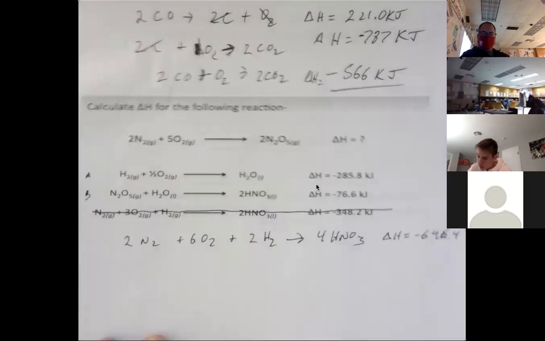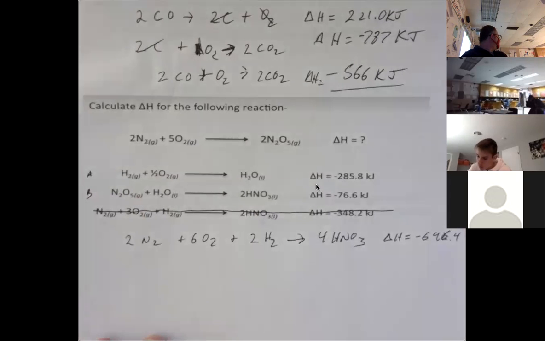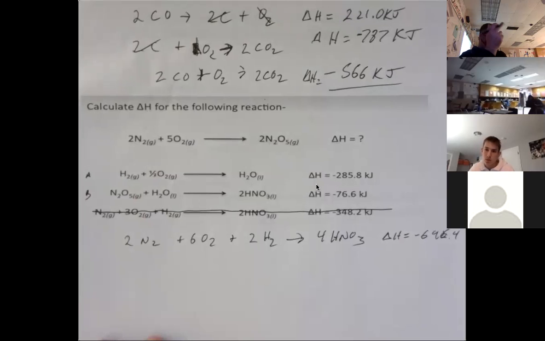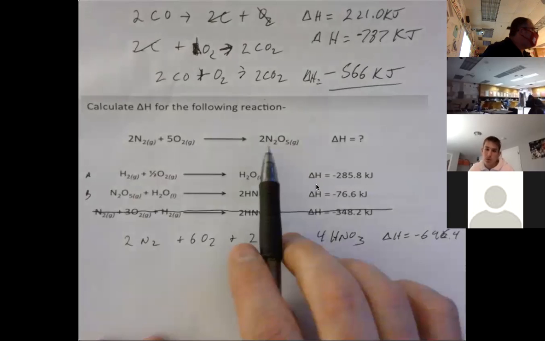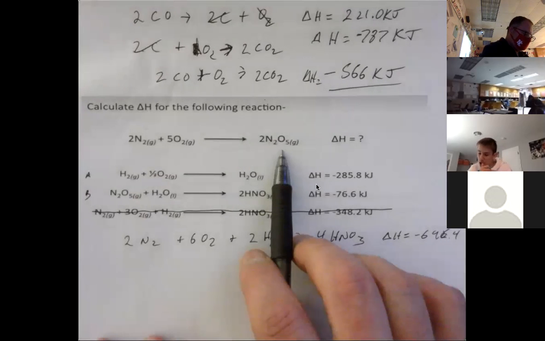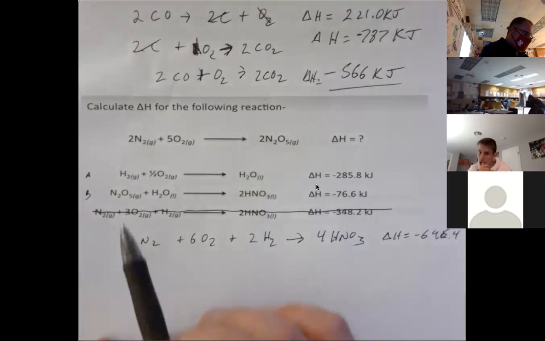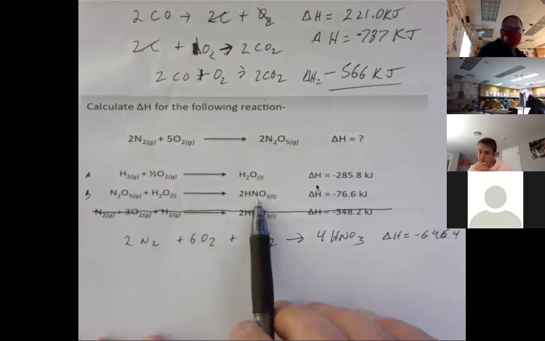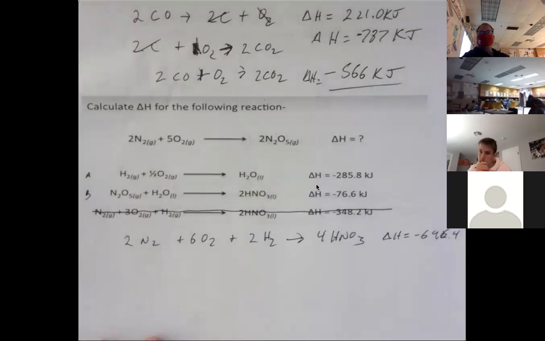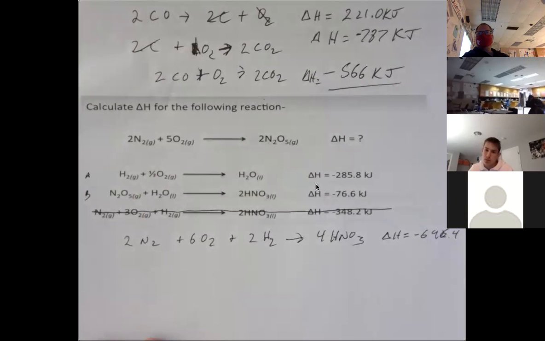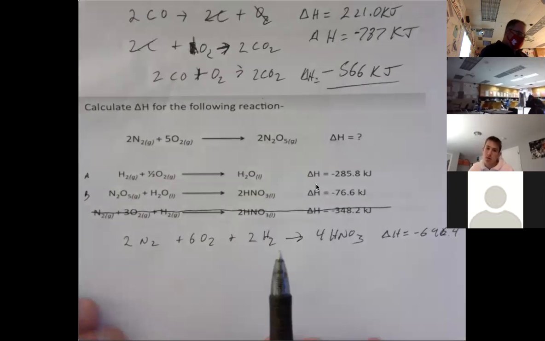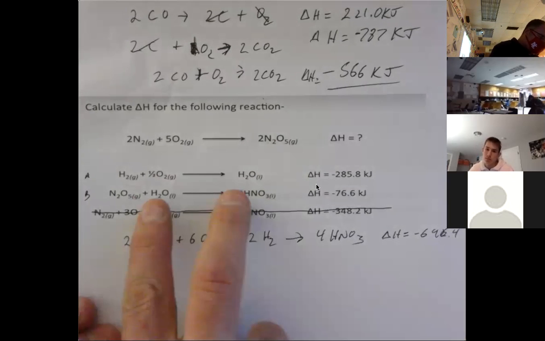What should I do to B? Would you flip it? I can flip it because the 2N2O5 is on the wrong side. I need to get it on the product side. But what's the other problem with it? Then do we need to double it? I need to double it and flip it, right?